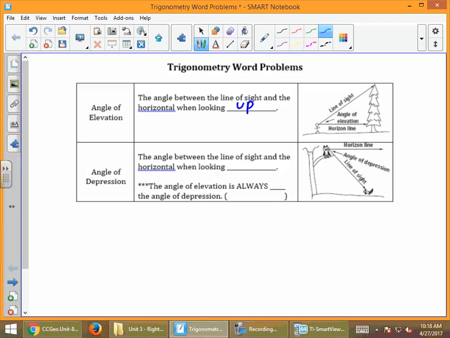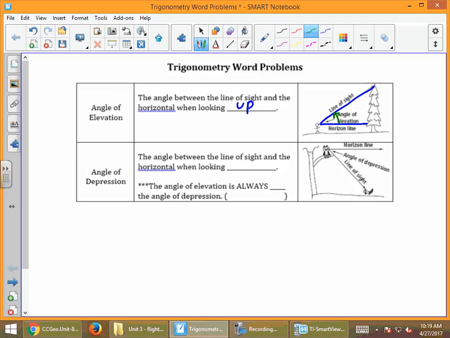So we look at this example in the diagram. Here's the horizontal, here's the line of sight, and because the guy is looking upward, it would be an angle of elevation. How I like to think of it is, if you're going from the horizontal, that flat line, to the slanted line, and you draw an arrow and it's pointing up, then it's an angle of elevation.